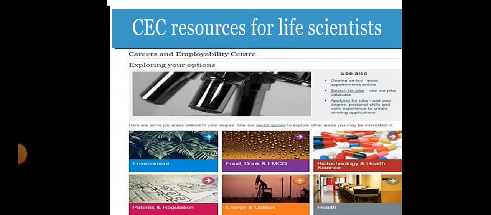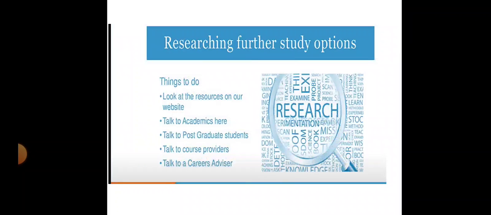CEC resources for life scientists. Okay, Careers and Employability Centre, exploring your options. What comes under the CEC is environment, food, drink and other resources, biotechnology and health science, ecology and utilities, health. Okay, these all come under the CEC resources.